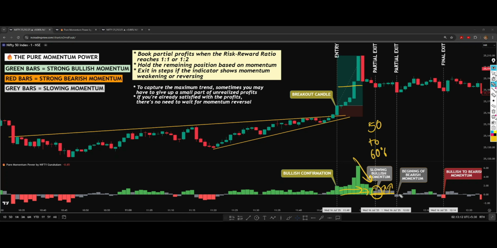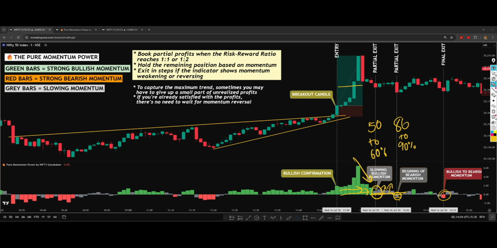And as soon as the gray bar falls below the zero line, then you have to exit 80 to 90% of your position, because the gray bar below the zero line is a clear indication of bearish momentum. It clearly indicates the bullish momentum has ended and there is no hope in that particular trade. So you don't have to stay in that particular trade anymore. And moreover, you should not be waiting for the red candle to appear to exit the trade. You can exit entirely upon this gray bar that appears below the zero line.